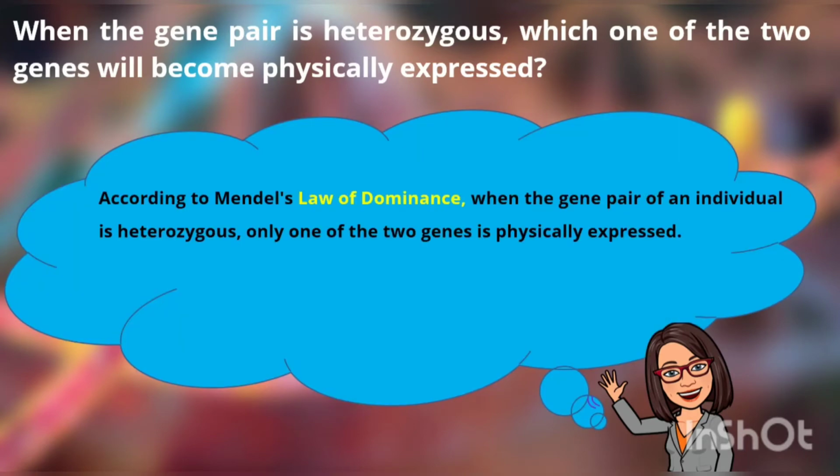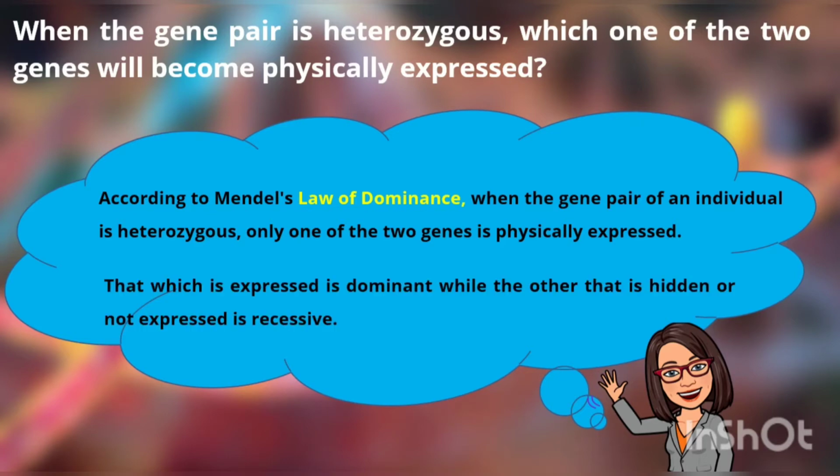According to Mendel's law of dominance, when the gene pair of an individual is heterozygous, only one of the two genes is physically expressed. That which is expressed is dominant, while the other that is hidden or not expressed is recessive. Let us cross pure-breeding yellow-seeded plants and pure-breeding green-seeded plants.